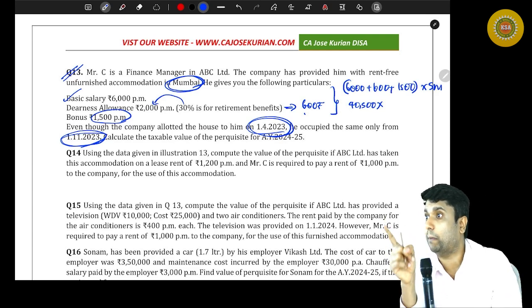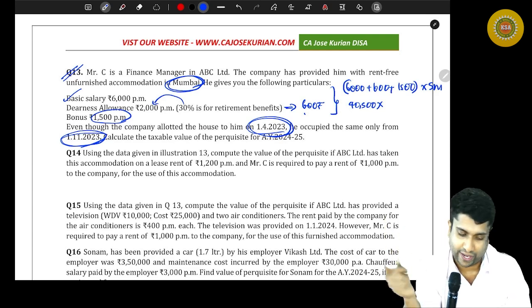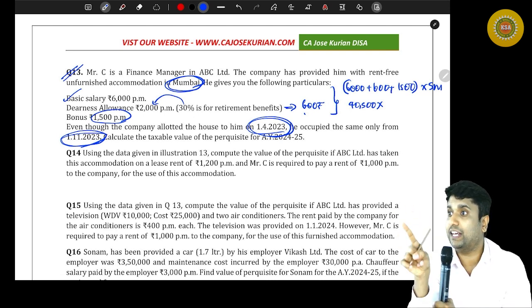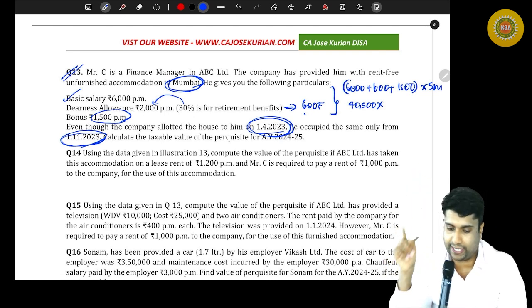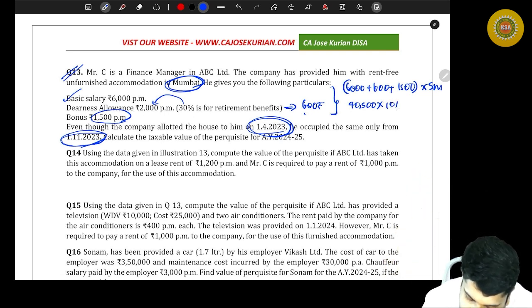Into what is the percentage that you have to apply? 10%, because the period is on when? November. That is after September 2023. So into 10% that will be 4,050. Sorry, not 40,000, 4,050. Are you with me?